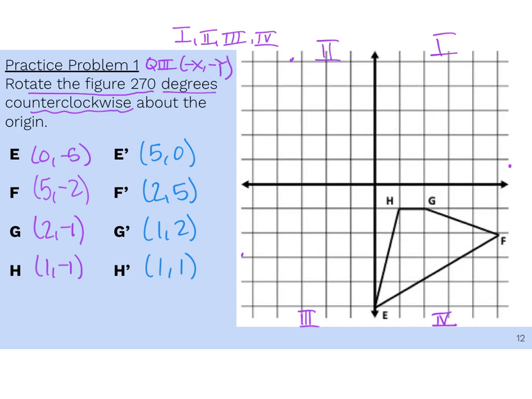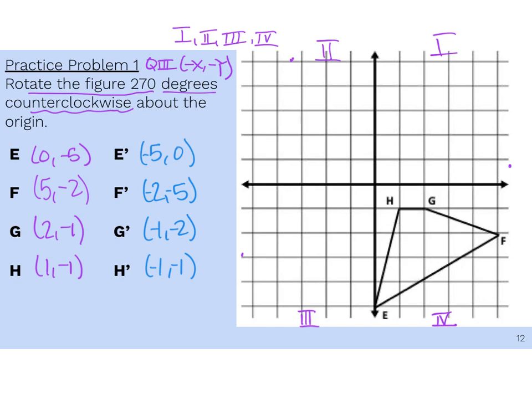Now, I'm in quadrant 3. Everything is negative. 0 doesn't have a negative, so it stays 0, but this is (-5, 0), (-2, -5), (-1, -2), (-1, -1). Now we just plot the points and connect them to see where this shape is.